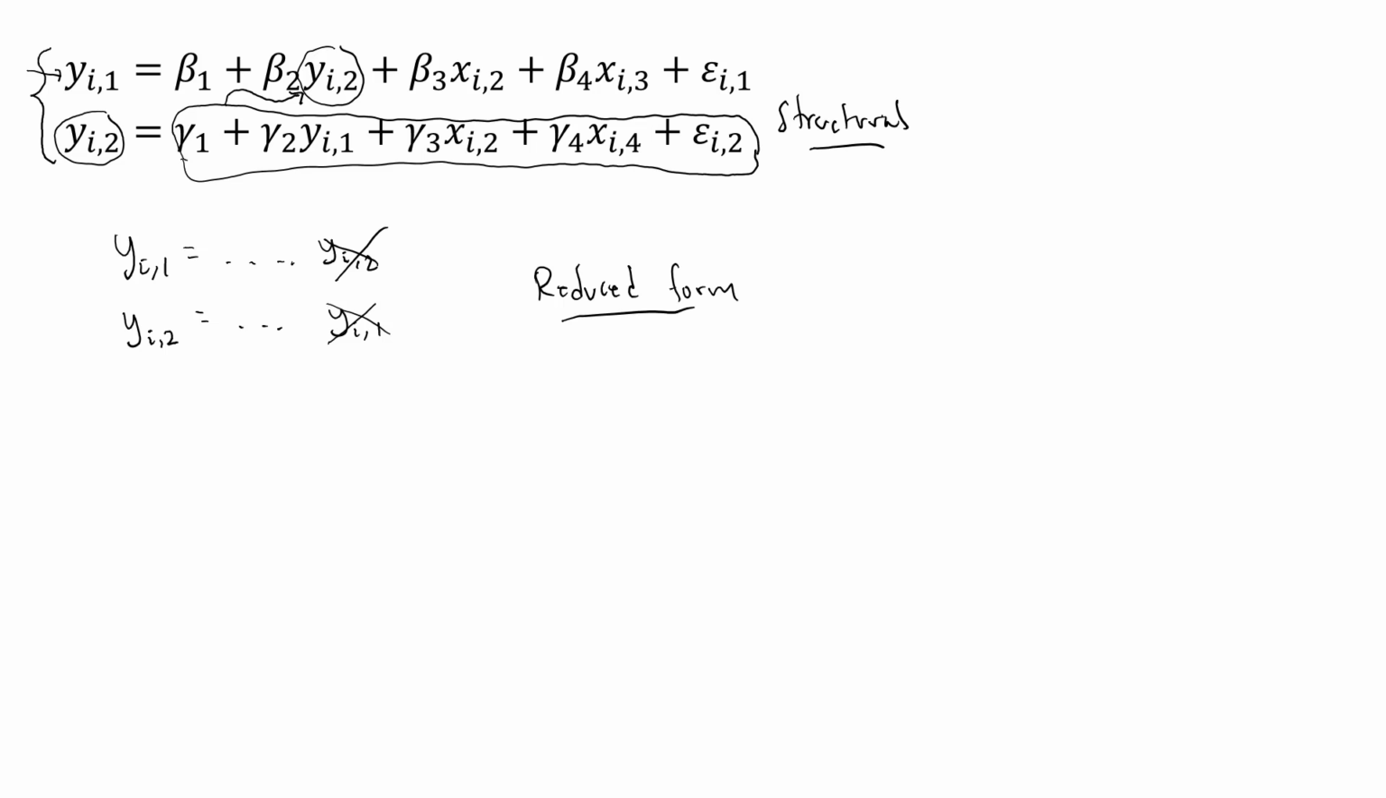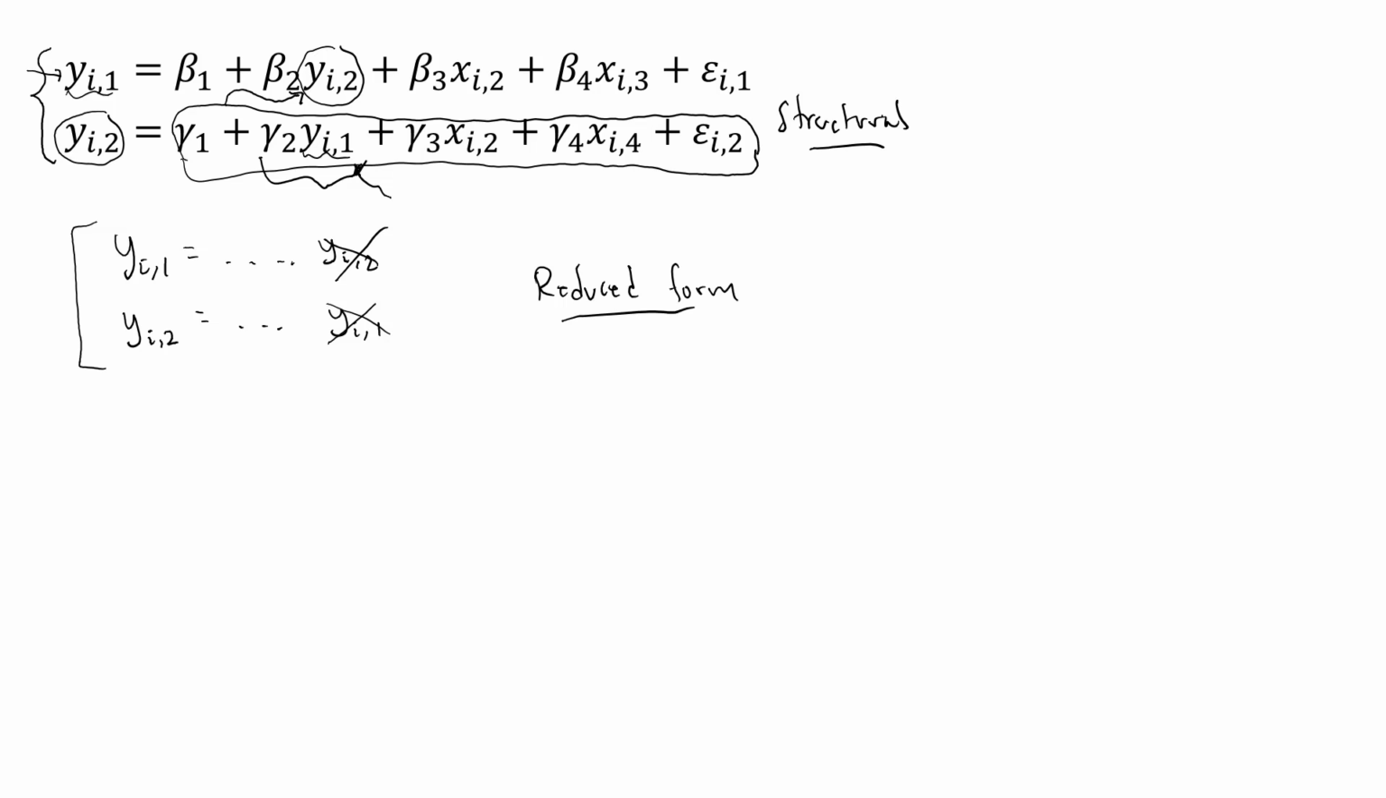You have yi1 in two places, here and here, but you can just move this term over to the left and then solve for yi1. Once we have done that and we have a solution for yi1, then we just take that solution and plug it in here to get the solution for yi2. So that will give us these equations.